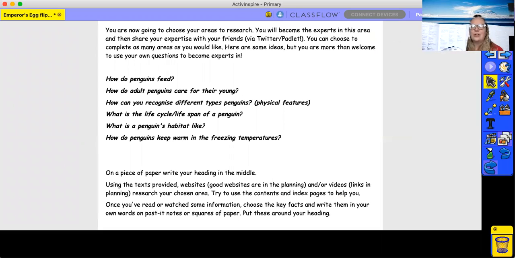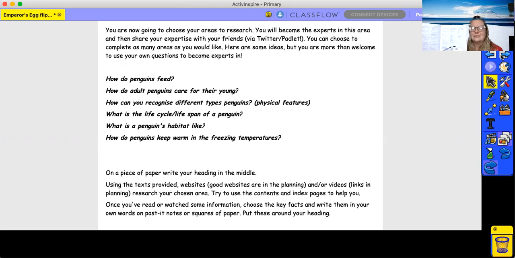So today, you are going to choose an area to research. You are going to become an expert in this area, and then you're going to share your expertise with your friends. This could be via sending us an email, and then we're going to put it onto Twitter or Padlet for you to use. You can choose to complete as many areas as you would like, but we'd like you to try to do at least 3.